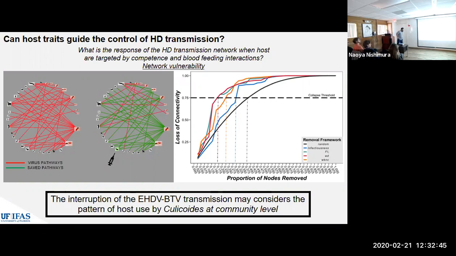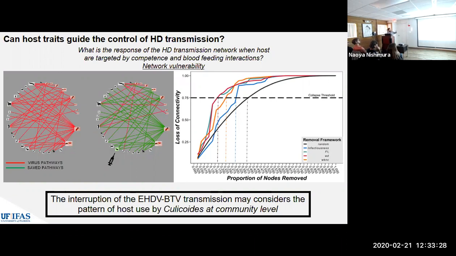So as we don't know exactly what the vector competence of each of those species is, and we also don't know that about the host, we try to simulate how the blood meal interaction could be related to a virus transmission pathway. If we run different simulations to, for example, immunize, give a vaccine, or control the amount of Culicoides that can feed on, for example, an elk, we can hypothetically reduce the number of pathways that the virus can have.